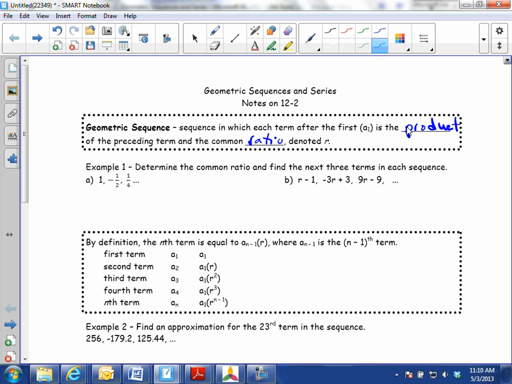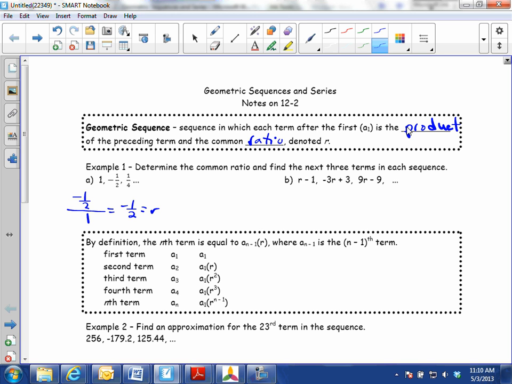Okay, so example 1 says determine the common ratio and find the next three terms in each sequence. Like we did yesterday where we take the second term minus the first term to figure out the difference, here we're taking the second term divided by the first term to figure out the common ratio. So if I take the second term, negative 1/2, divided by the first term, 1, I just get negative 1/2. So that would be our common ratio. And we can double check ourselves because if I take 1 times negative 1/2, I get negative 1/2. If I take negative 1/2 times negative 1/2, I get 1/4. Does this make sense? Yeah.